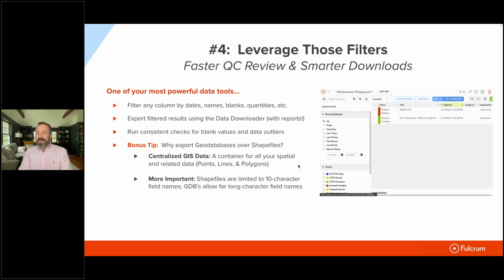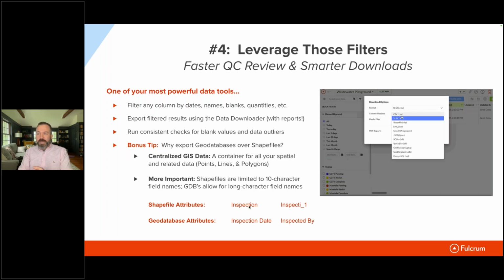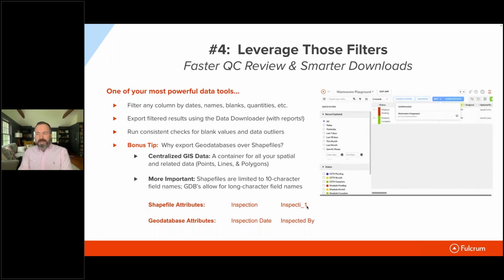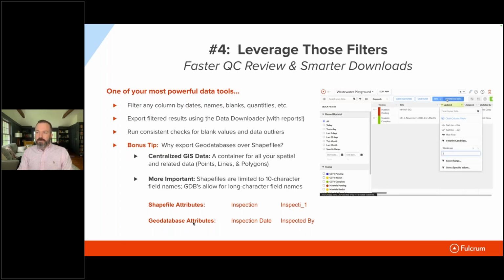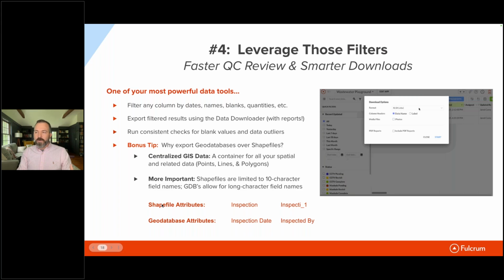And here's what this looks like. A shapefile attribute may say the word inspection. Now remember, 10 characters, that's 10 letters. But the next version of it says this, inspectee_1. What is that? Well, it's a truncated version of inspected by, because it was more than 10 characters. And actually, this top one was supposed to be inspected date, but the word date fell off. So use geodatabases where you can, because shapefiles are an older type. We've all been using them in the GIS world, but we need to keep moving forward and get more power out of the data and integrity.